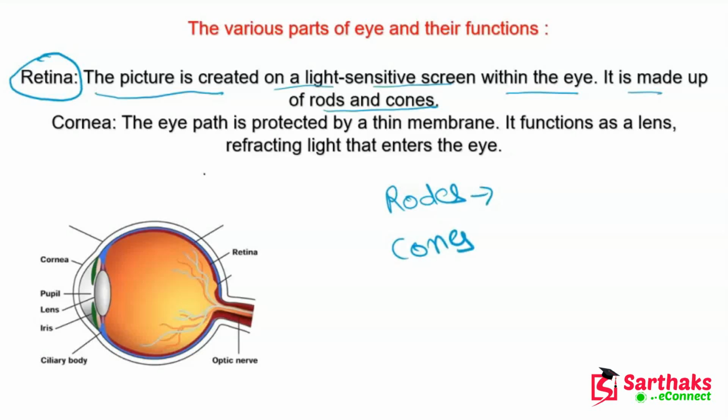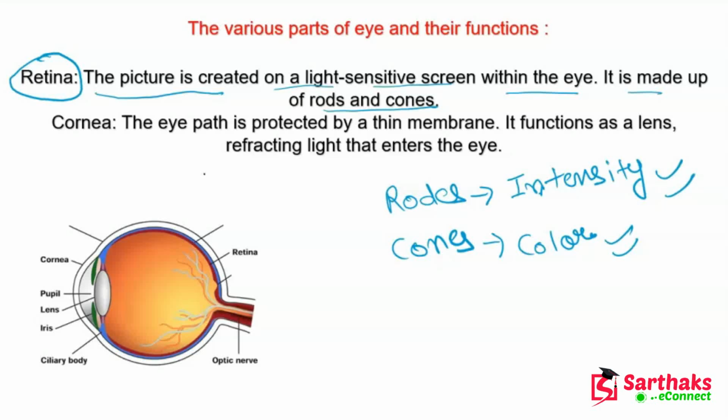Now what is the work of these rods and cones? The rod basically senses the intensity, how intense a light is. And the other type of cells are cone cells, and basically the cone cell senses the color.